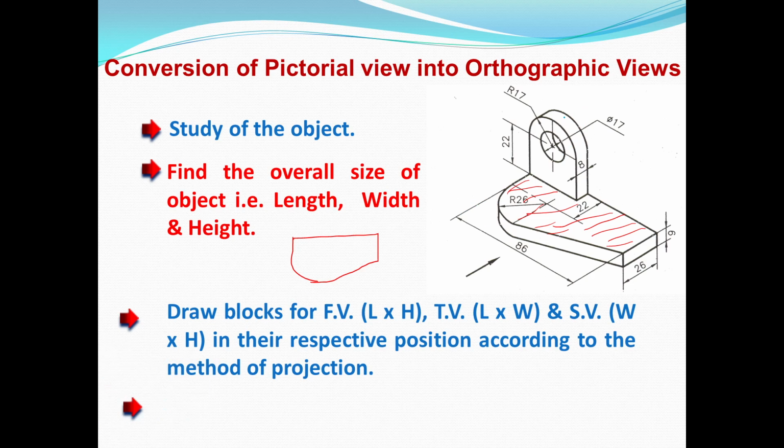Okay, so this surface is parallel to the vertical plane. This is the front, you are looking from this side, so it is parallel to the vertical plane. In the vertical plane you get the true shape for this surface like this. You will get the true shape for this surface. So this surface is parallel to the vertical plane.